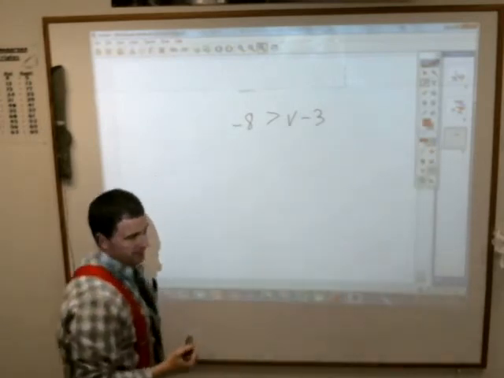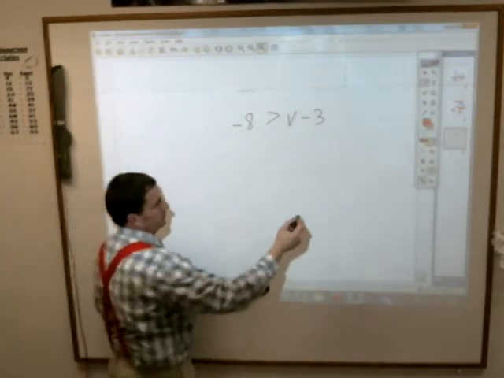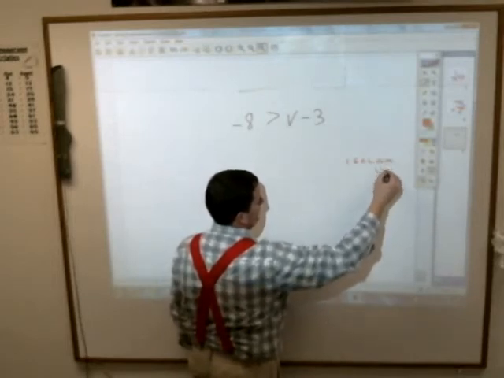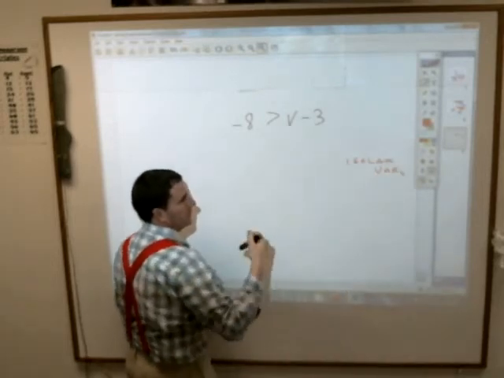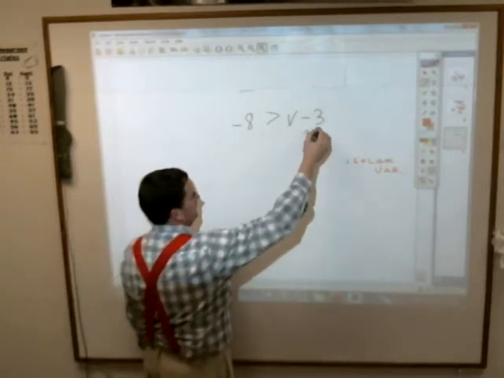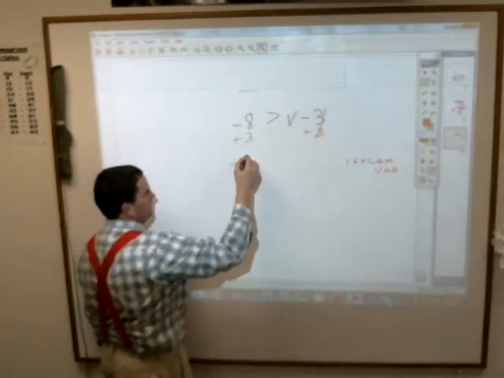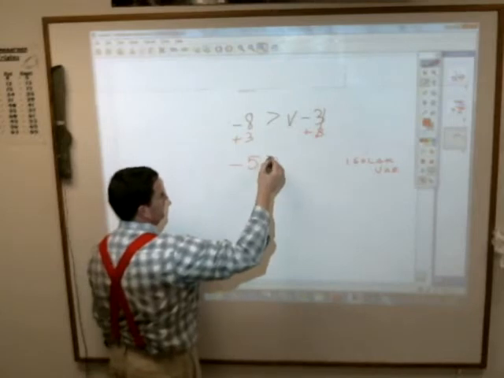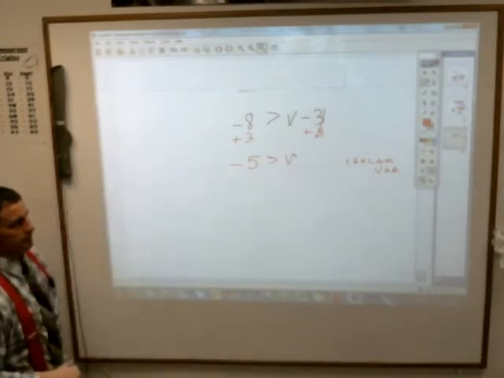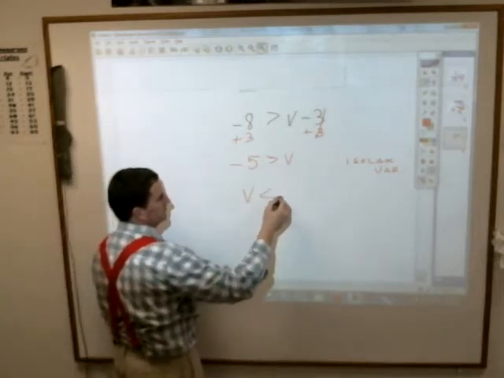You can kind of go about this a number of different ways. This is probably the way that I would do it. I would isolate the variable first, which means get it by itself, even though it's on the wrong side. So how do I get the letter b by itself? I just need to add 3, just like a regular equation. So now I have negative 5 is greater than b. Then I would flip-flop the stuff and change it to b. The sign needs to alternate too.